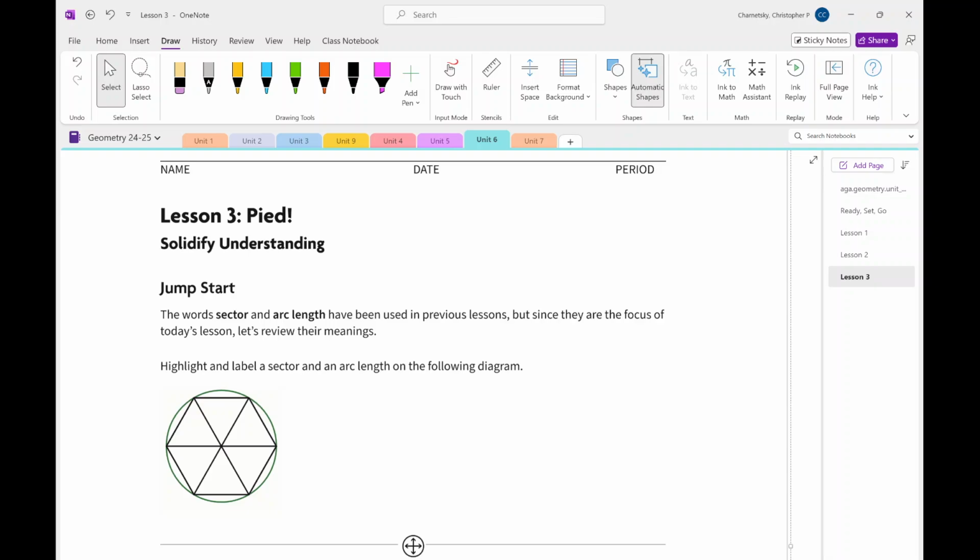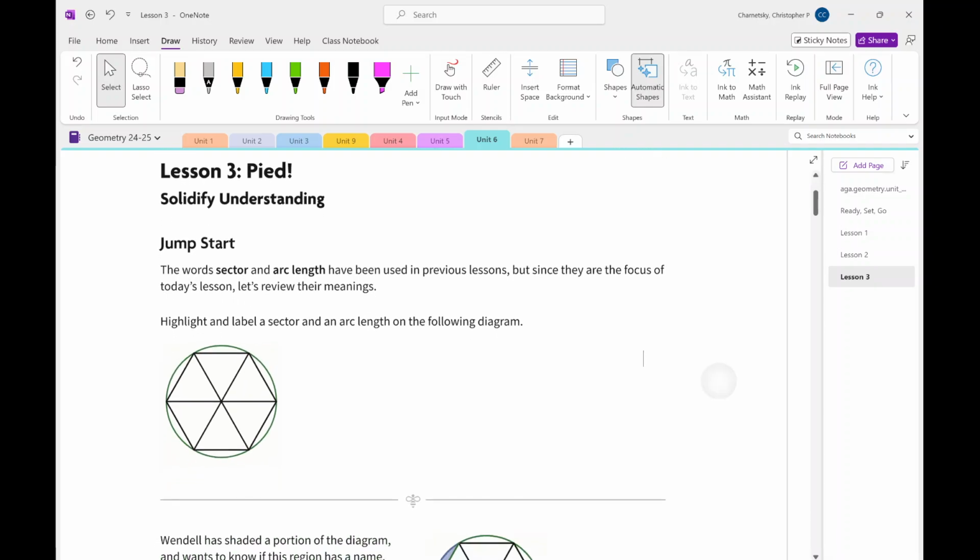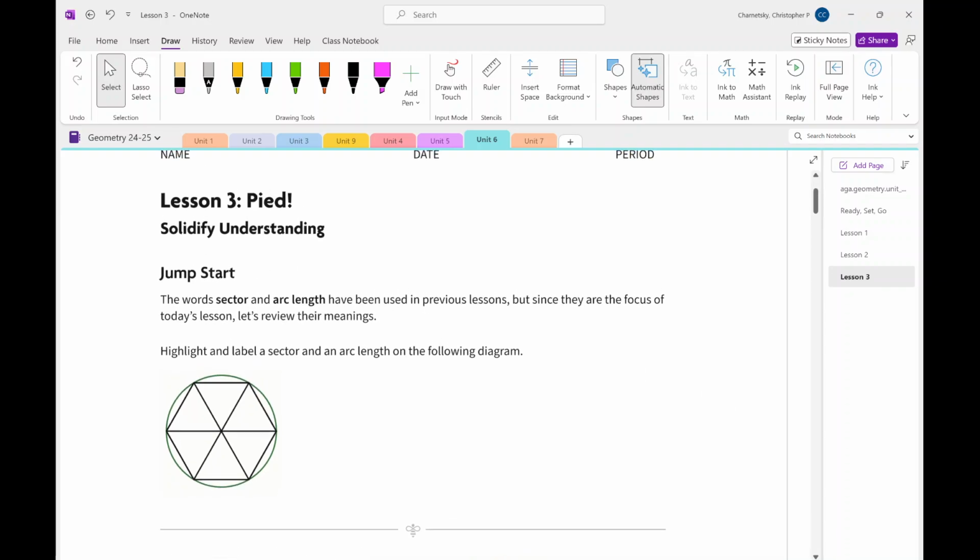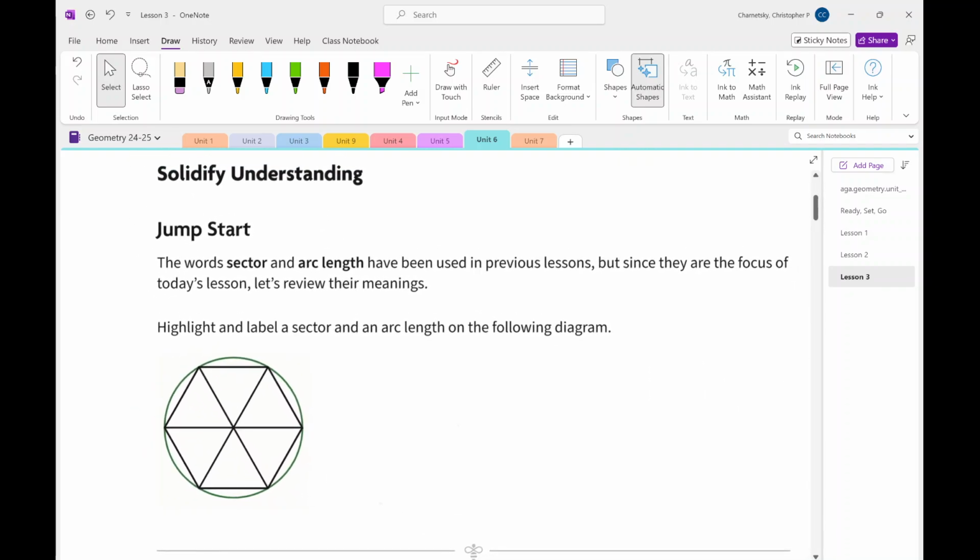Title is Pied, because we're going to be talking about pies, or more specifically, slices of pie. Okay, so to start here, we are going to take a look at some vocab words that you may or may not have heard of, and we're going to basically define them by drawing them on a circle that's kind of been sliced and diced with this hexagon in.